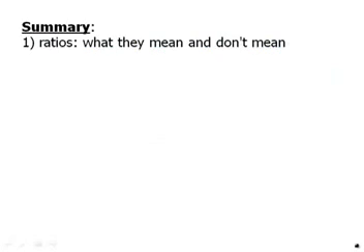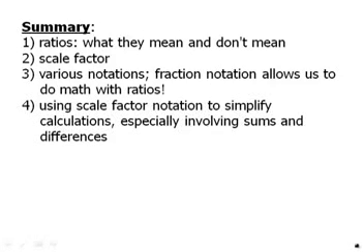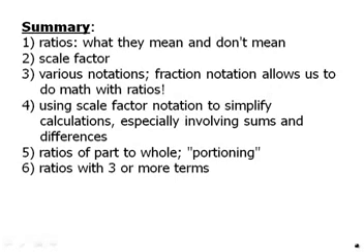In summary, we talked about ratios and a little bit about what they mean and what they don't mean. In particular, they don't mean anything about the absolute size, the absolute quantities. We talked about the scale factor, a very powerful shortcut. We talked about the various notations. Fraction notation, of course, allows us to do math with the ratios, which is very important. We talked about using scale factor notation to simplify calculations, especially involving sums and differences. We talked about ratios of parts to whole, the idea of portioning, and we talked about ratios with 3 or more terms.